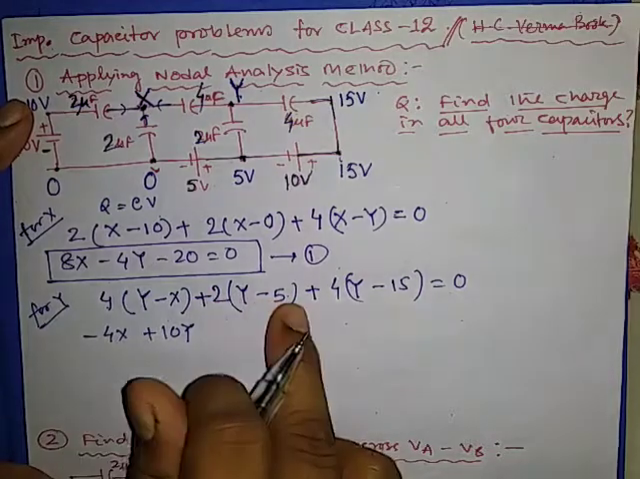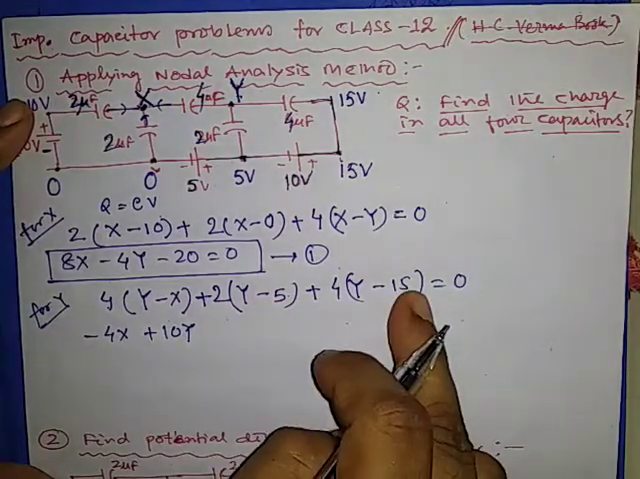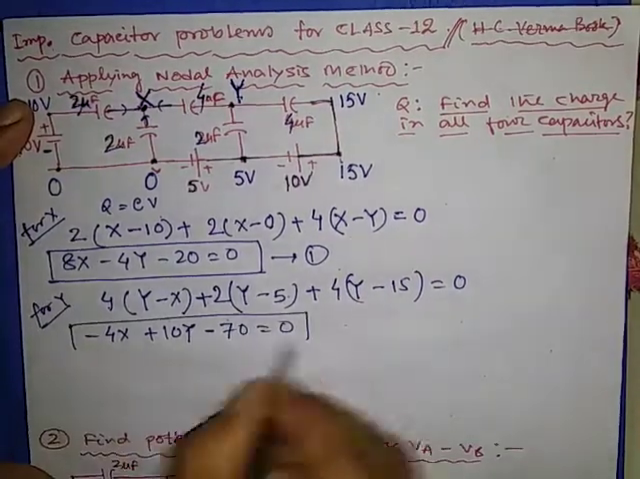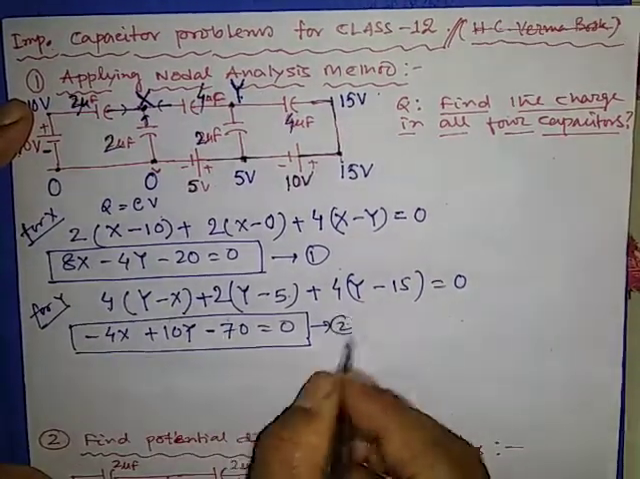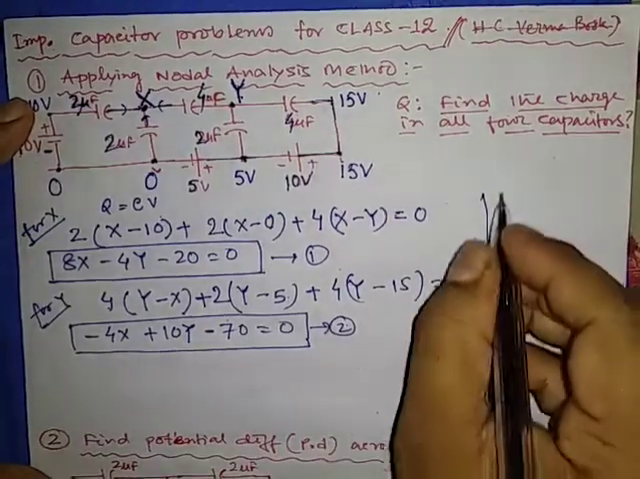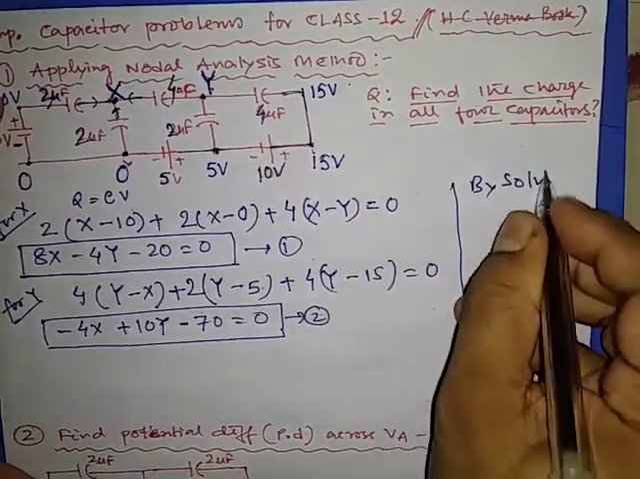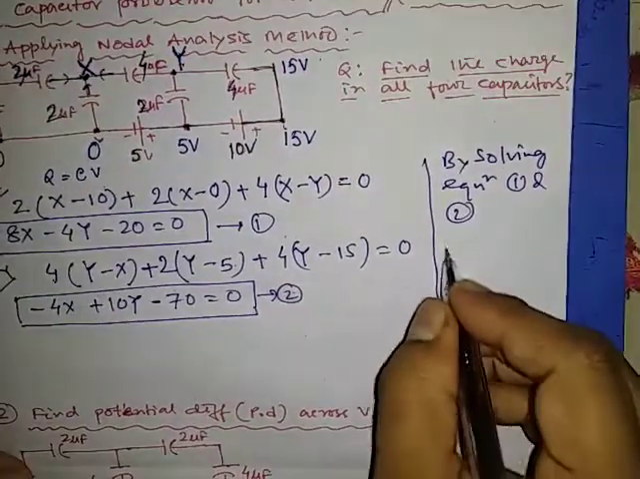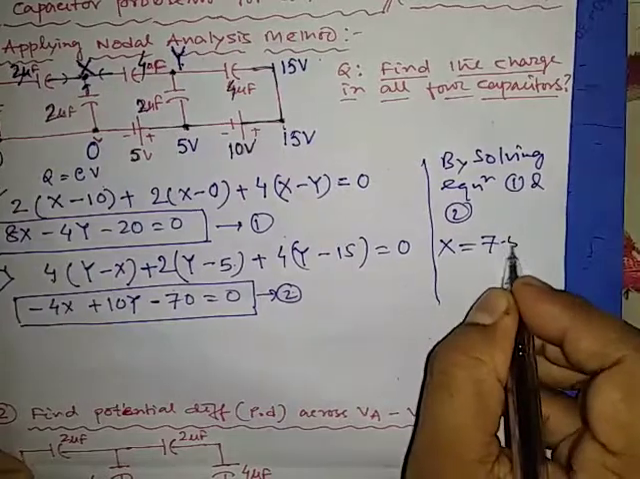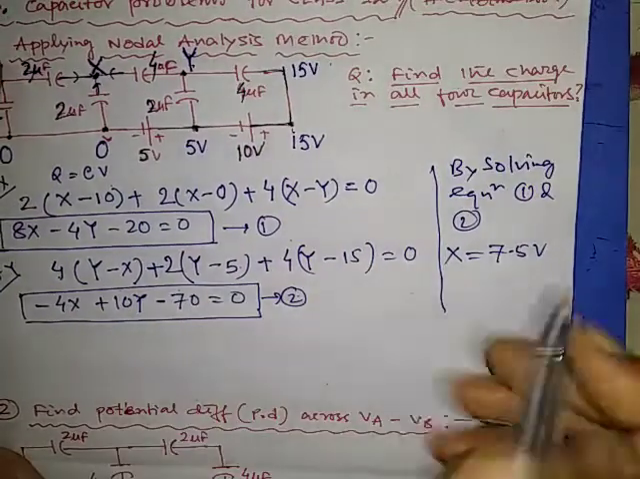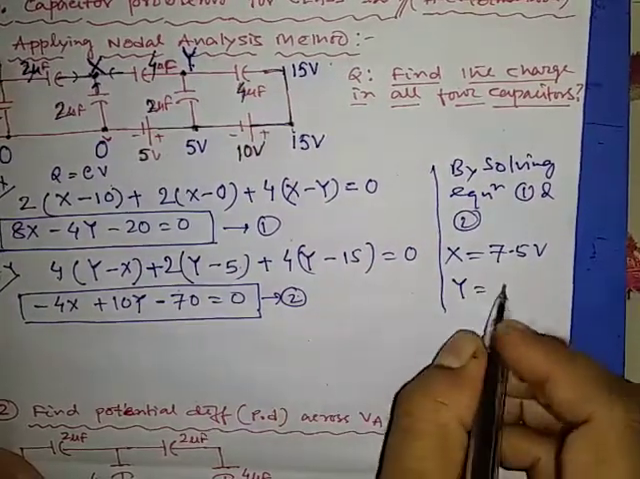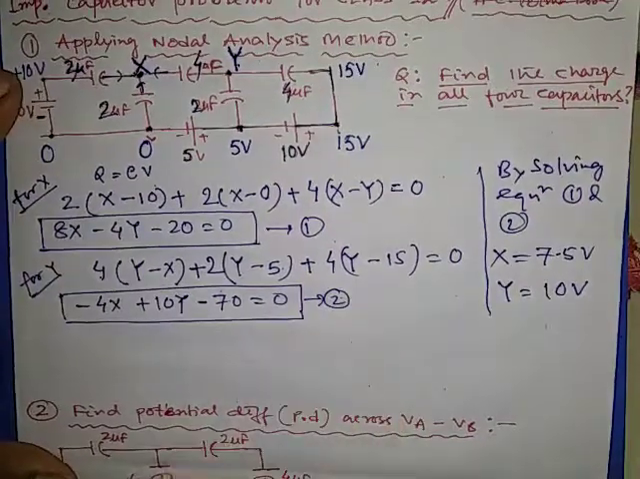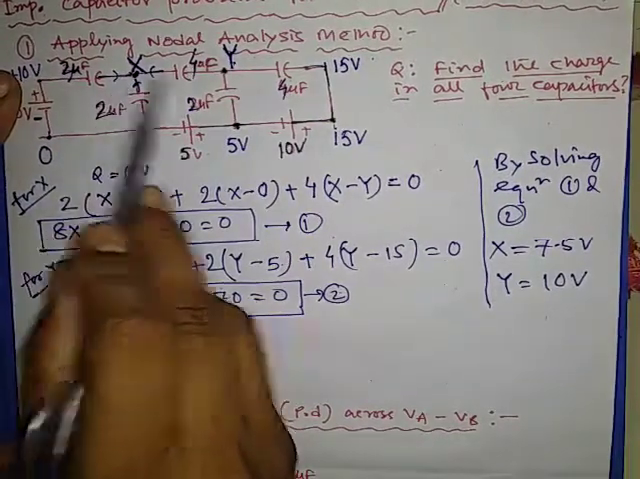2 into 5, 10; 4 into 15, 60. So minus 70 is equal to 0. This is equation number 2. By solving equation 1 and 2, you get x equal to 7.5 volt. You can solve it by the simultaneous method, and y equal to 10 volt. Okay, so this is your x and y. Now you have got the point potentials x and y.